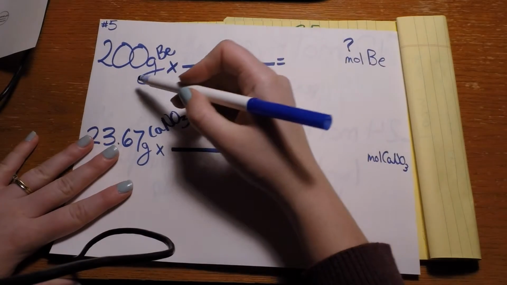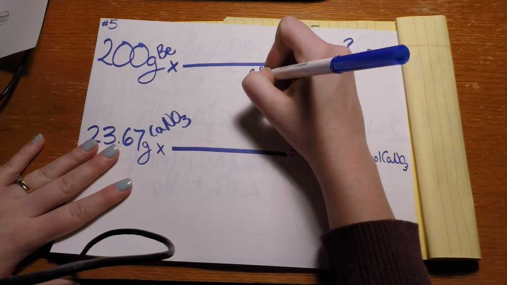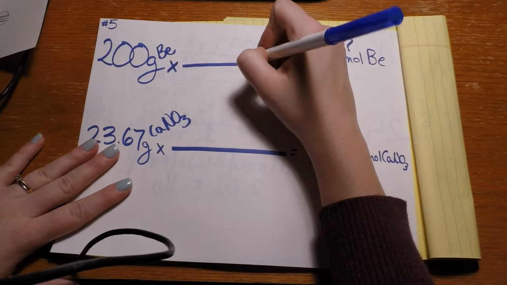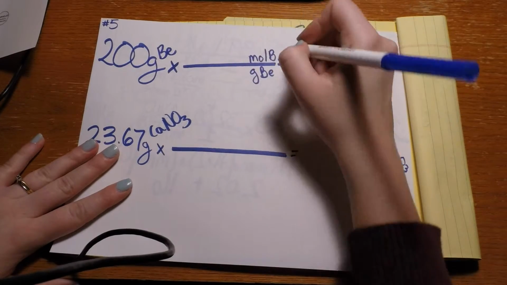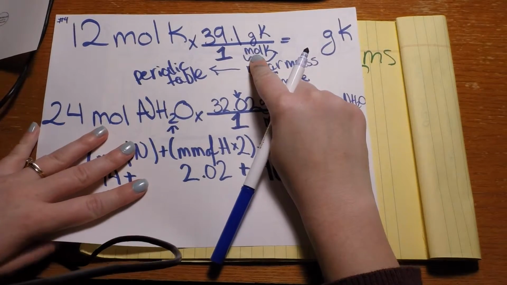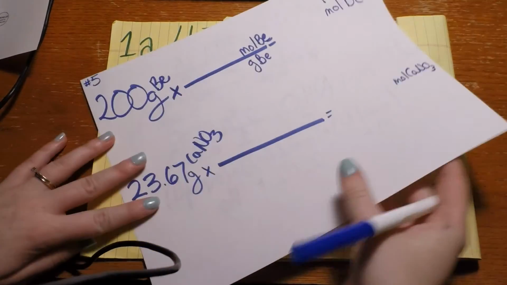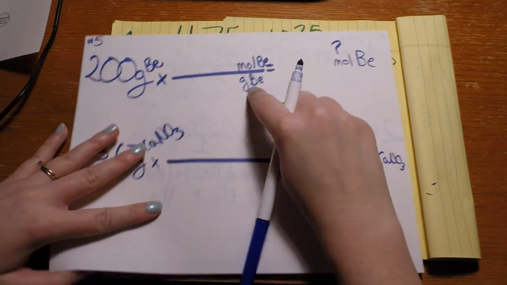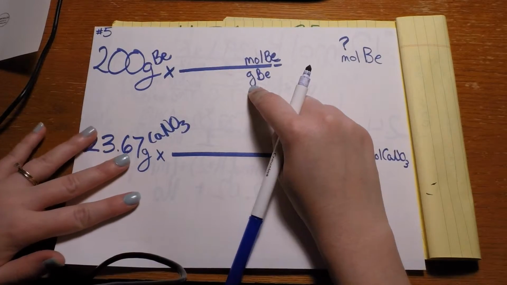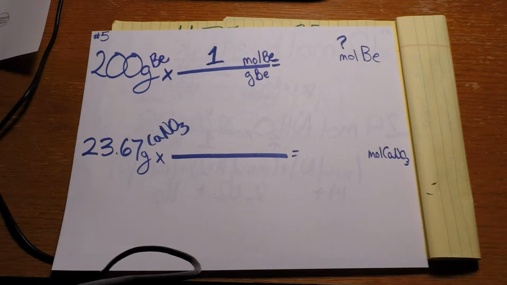So if we take 200 grams, we're going to put our grams on the bottom and our moles on the top. This looks different than this, right? But what it really is the same thing, except upside down. So if I were going to set this up, I would put in 1 here, and I would put in the molar mass of beryllium, which is 9.01 here.